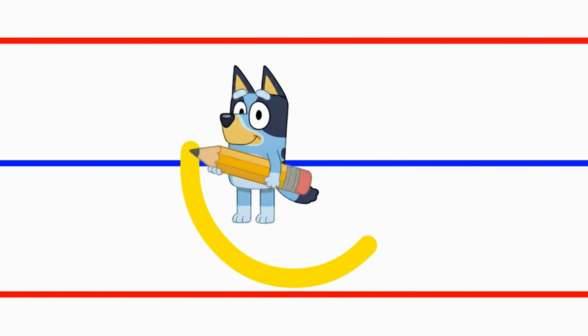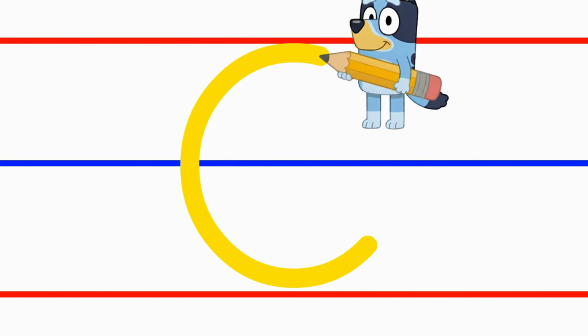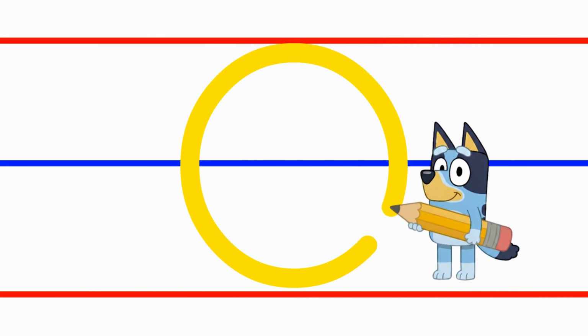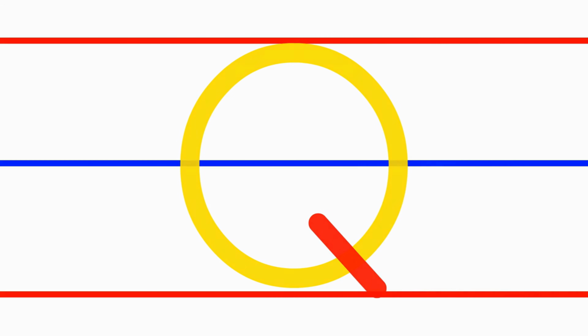One big full circle and small slanting line at the bottom. Capital Q.